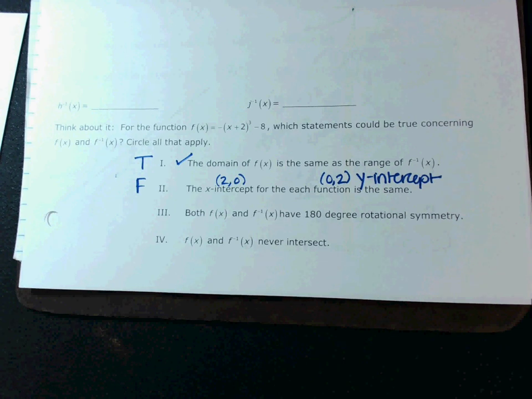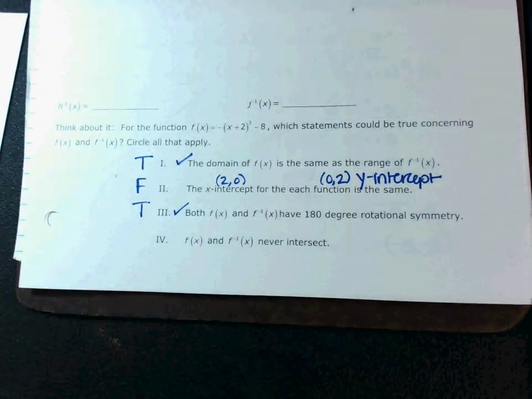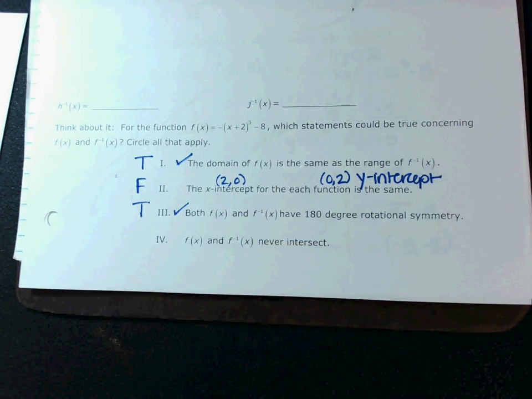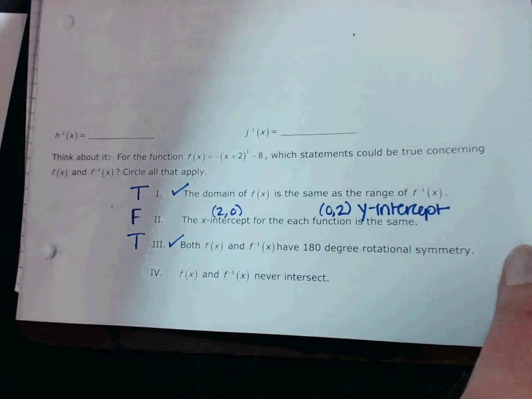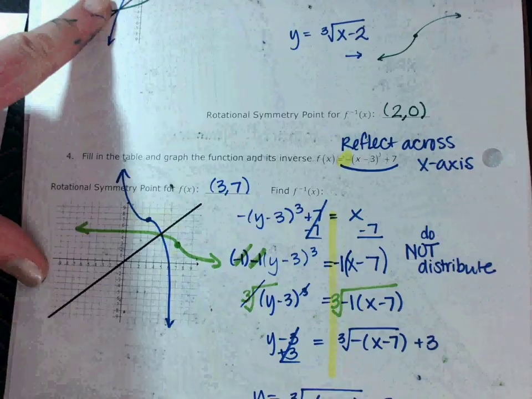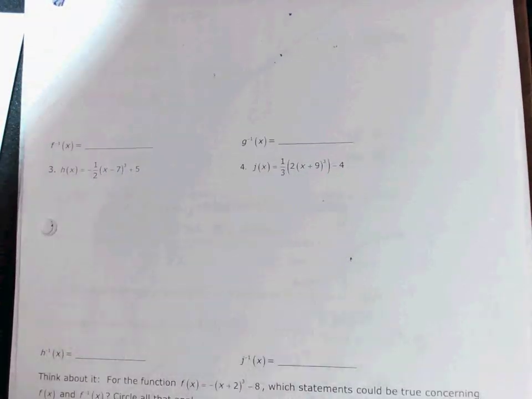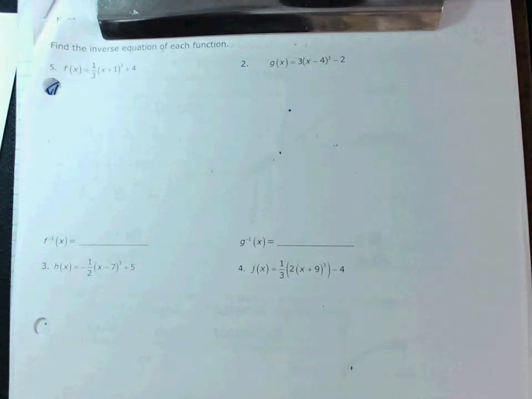Okay, look at number 3. f and f inverse have 180-degree rotational symmetry. True. Okay? And then the last one says that they never intersect. False. Now, if you want an easy proof of that, just look on the page we just did, right? Did they cross? Did this one cross? So then saying they never cross, that's obviously wrong.